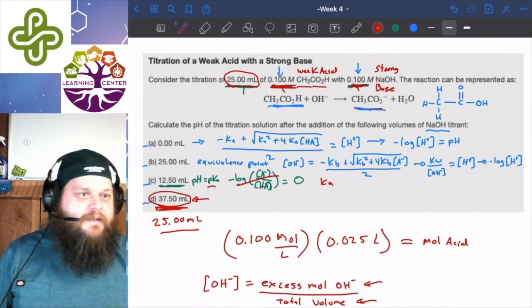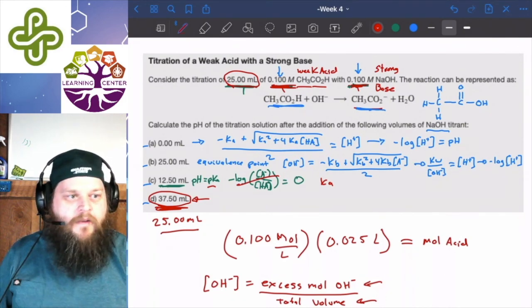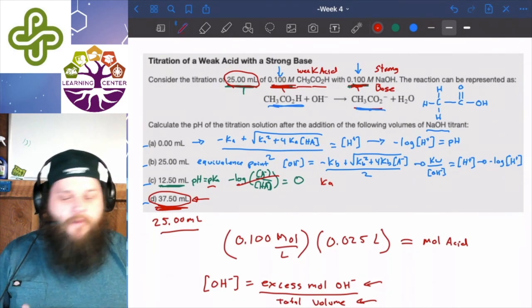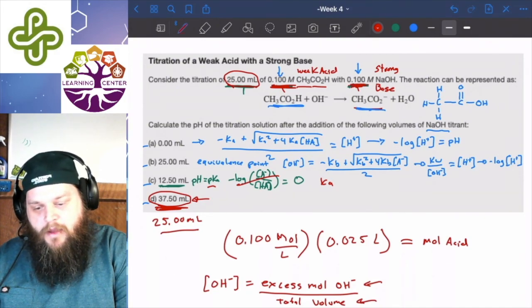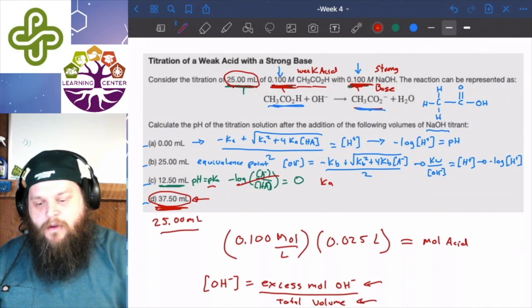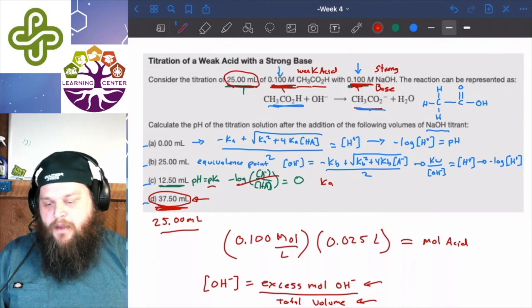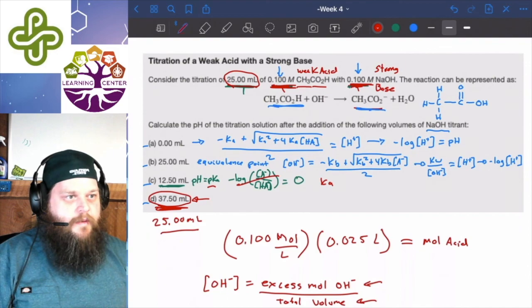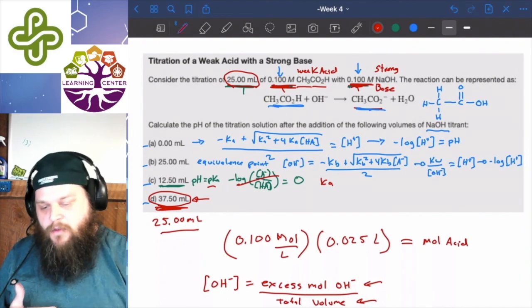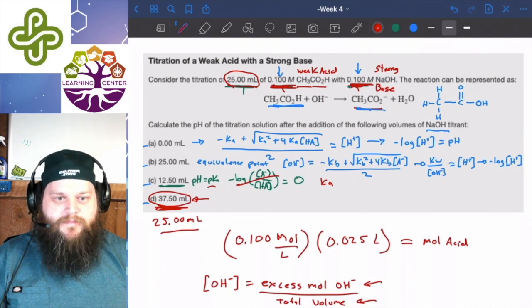So in this case, it would be 62.5? And the excess moles you could just find by taking the molarity of our base and multiplying it by the excess volume that we've added, that extra 12.5 milliliters.